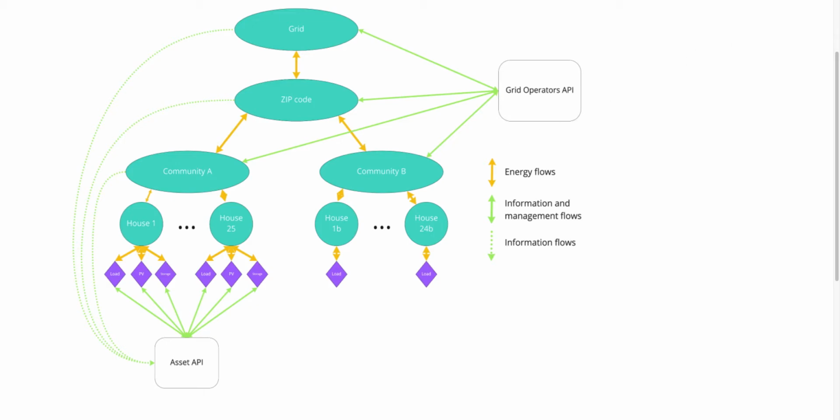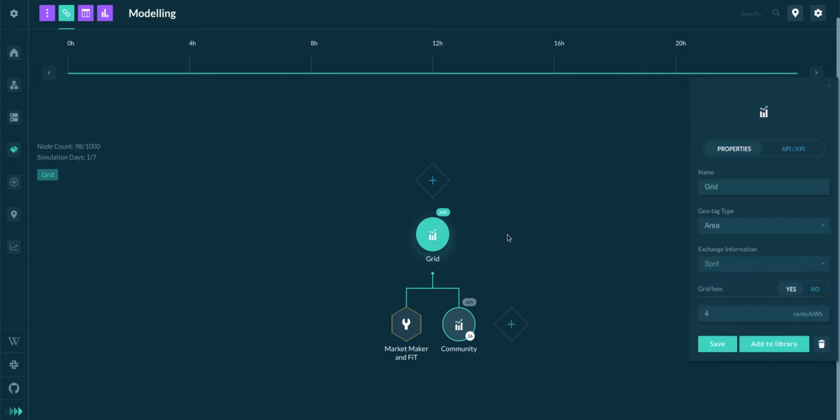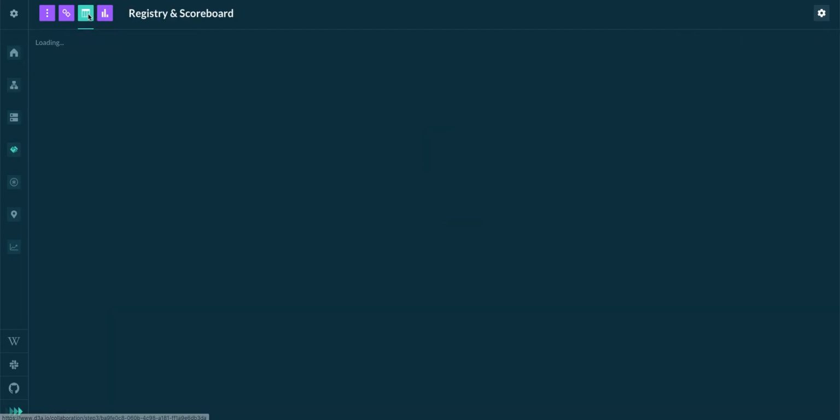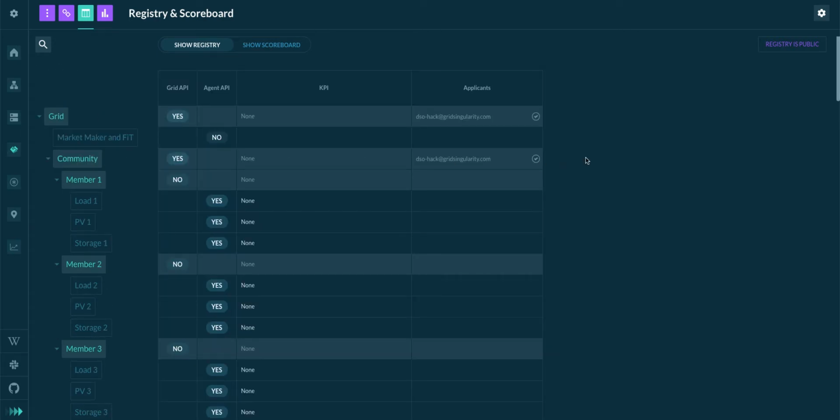So I'm going to show you in the UI. I'm running a collaboration here. We have the grid's market maker, which will sell and buy an infinite amount of energy, and the community of 25 households. In the registry, I use the DSO role and I have registered to the grid market and to the community market, as you can see here.